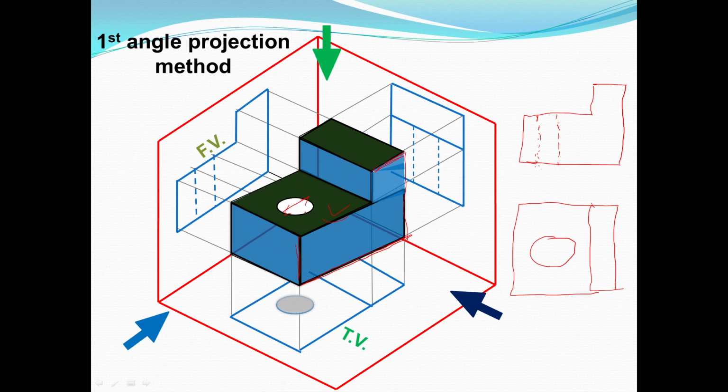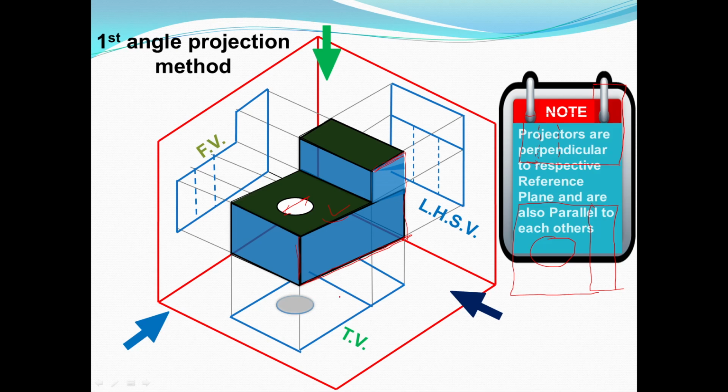The hole is not visible, but this dotted line shows there is a hole, and that hole has a size equal to the diameter of the hole. Okay, so this is the front view, top view, and left hand side view. You are looking from the left hand side of the front view.